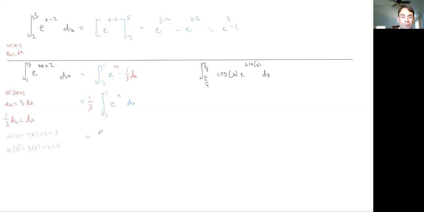So that 1/3 is still on the outside. We can go ahead and do our integral now. And if you notice, by evaluating our u's, everything is always going to just be e to the u that we're evaluating. Makes it fairly simple, fairly straightforward. So 1/3 times e to the 11 minus e to the 5.